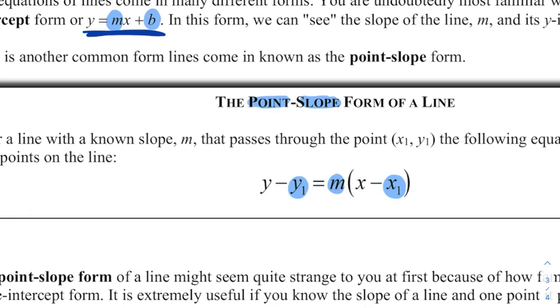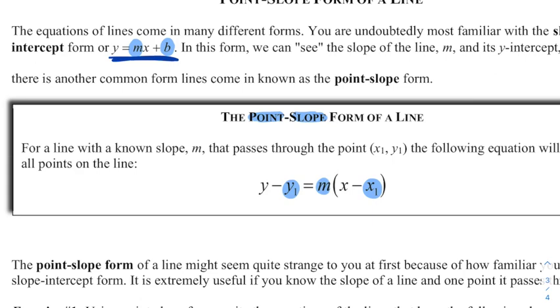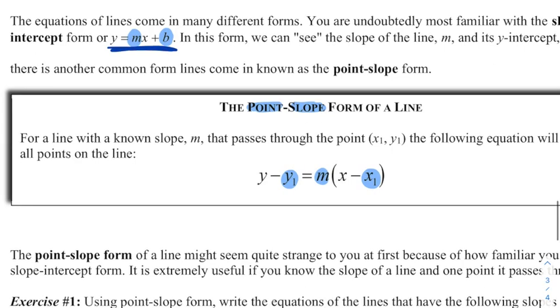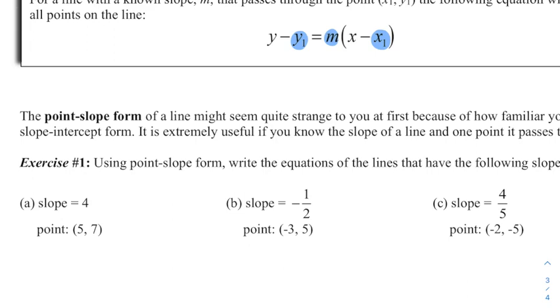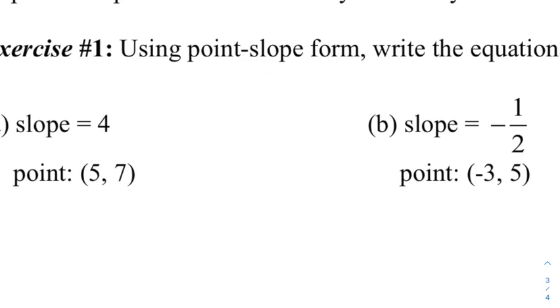So again, it's going to seem a little weird at first, a little strange because you've never seen it before. It's actually, I think, easier and a little bit more useful in geometry. So here's how we use it. So in this exercise, it's just asking us, hey, we're given a point, we're given a slope, write it in point slope form.